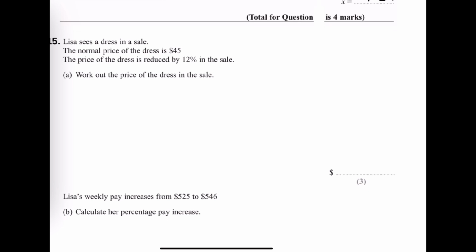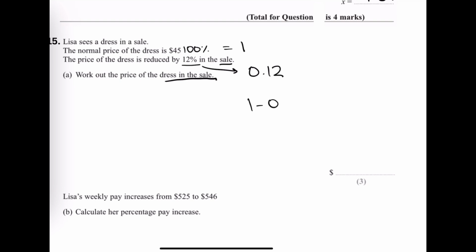Okay, so Lisa sees a dress in a sale and the normal price for the dress is $45. The price of the dress is reduced by 12% in the sale. So work out the price of the dress in the sale. Since it's reduced by 12%, what I like to do is change it to a decimal. That's 0.12. And this is basically 100% of the price. 100% is the same as 1.